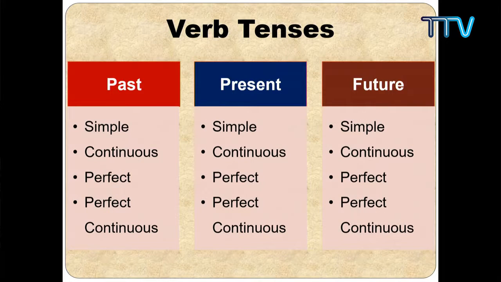So the verb tenses you are all aware of: past, present, future. These are the basic or main categories of verb tenses, and then we have for each: simple past, past continuous, past perfect, past perfect continuous tense, and simple present, present continuous, present perfect tense, and present perfect continuous tense. In the same way, we have future, right? Future simple, future continuous, future perfect, future perfect continuous.